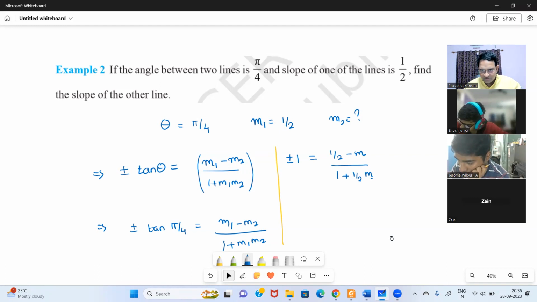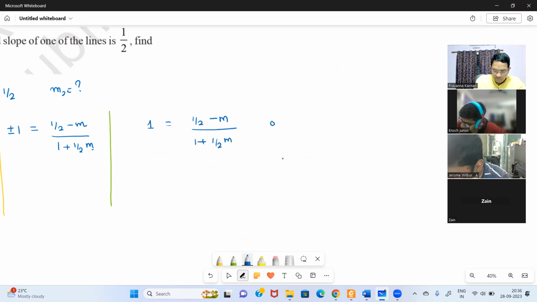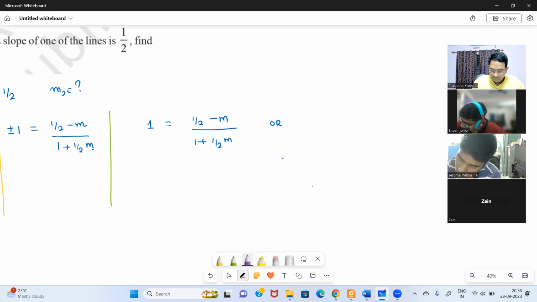So there are two possibilities. One possibility is 1 is equal to 1 by 2 minus m divided by 1 plus 1 by 2 m. Or the other possibility is minus 1 is equal to 1 by 2 minus m divided by 1 plus 1 by 2 m. So now just cross multiply and simplify, students.